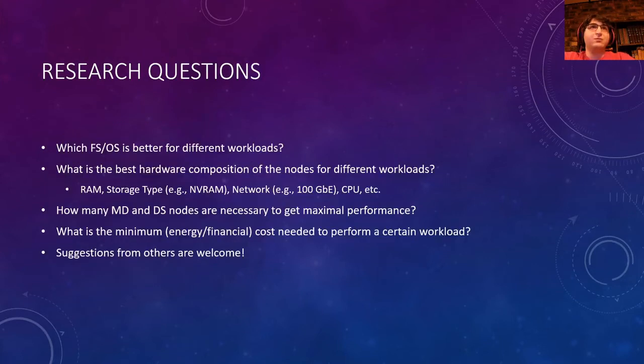We aim to answer multiple research questions with the IO500 dataset. Which file system and operating system is better for different workloads? What is the best hardware composition of the nodes for different workloads? How many metadata and data storage nodes are necessary to get optimal performance? And what is the minimum energy and financial cost needed to perform a certain workload? We're also happy to hear suggestions from others.